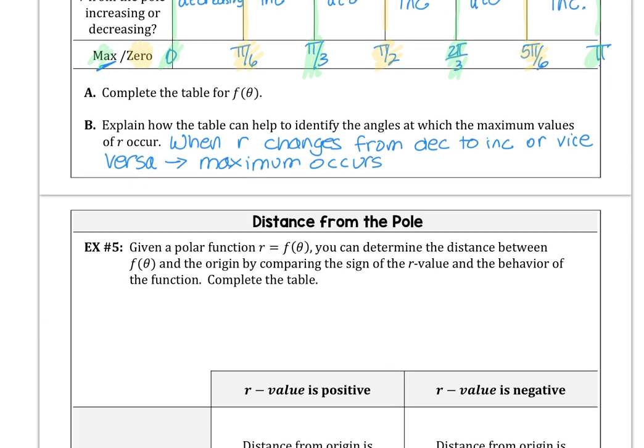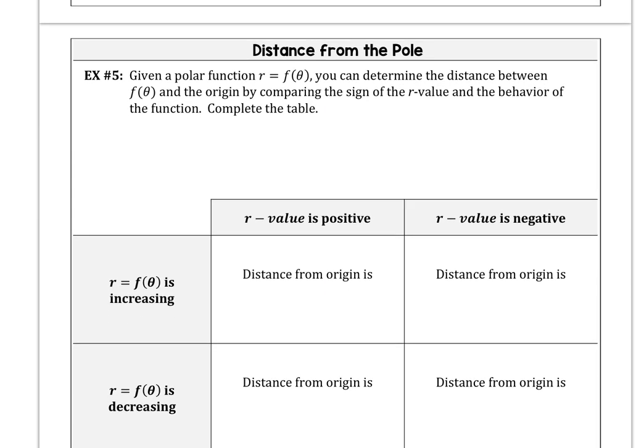And finally, let's give the polar function. We're going to summarize this same example here. If the r values are positive and the function is increasing, then the distance from the origin is increasing. And you can use that previous table to find that. When the r values are negative, the distance from the origin is decreasing, when the function value is increasing. So we're looking back at the table to figure this out.